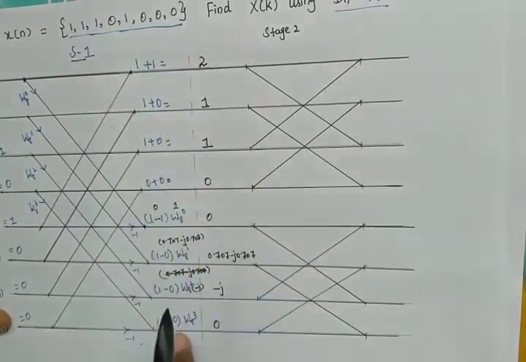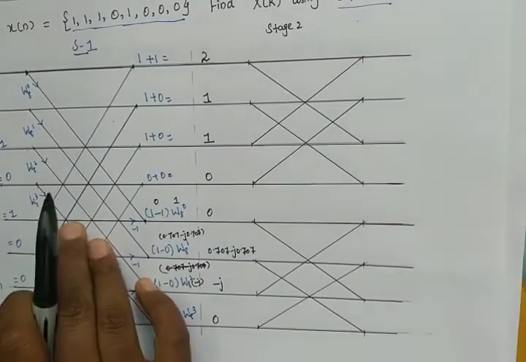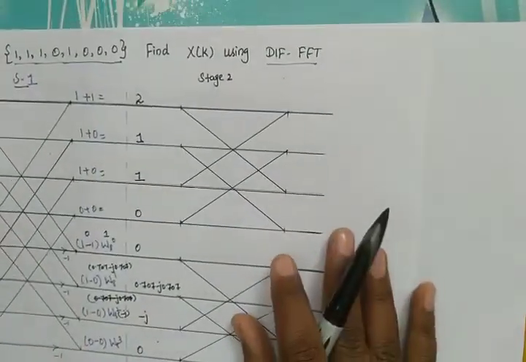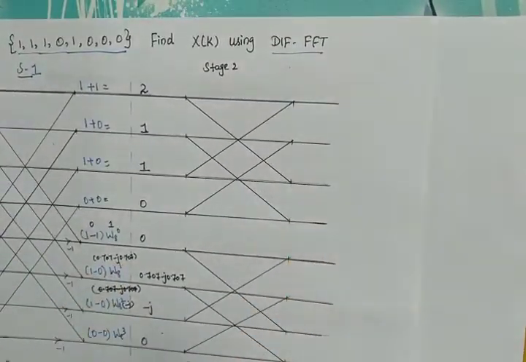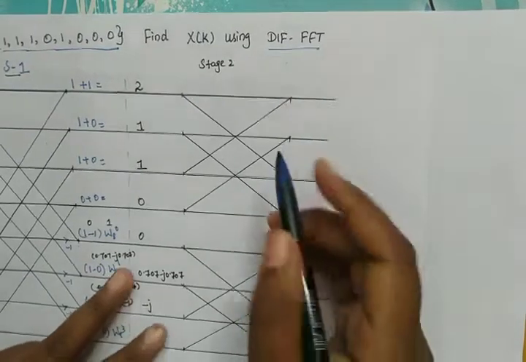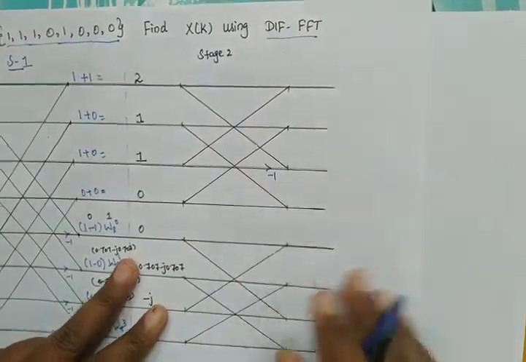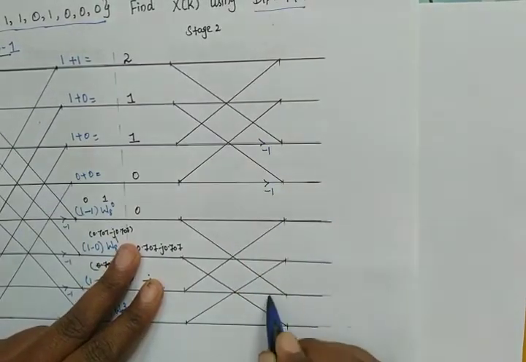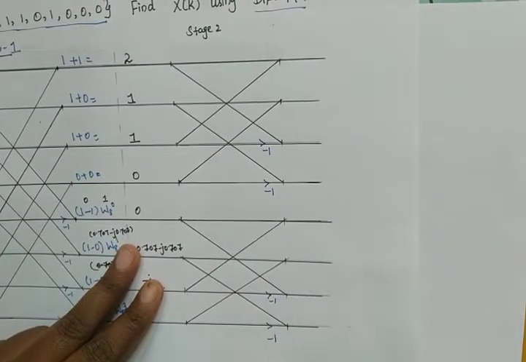So we have completed this stage 1. Now let us move on to stage 2. This is our stage 2. So stage 2, what we have to do? Again represent here minus 1. Here it is minus 1. This should be multiplied by minus 1. And here we have minus 1. And here we have minus 1. And here we have minus 1.